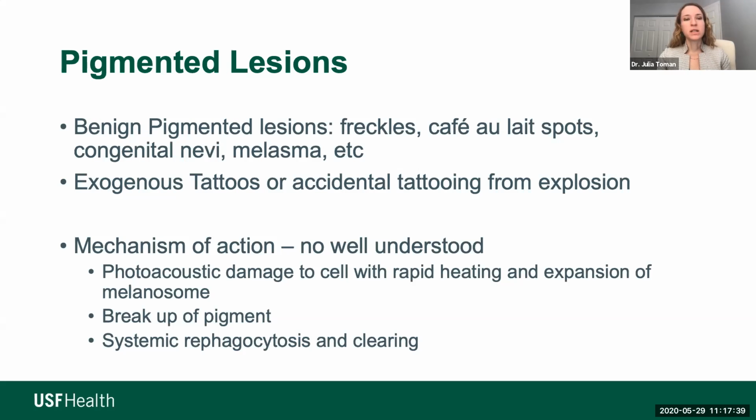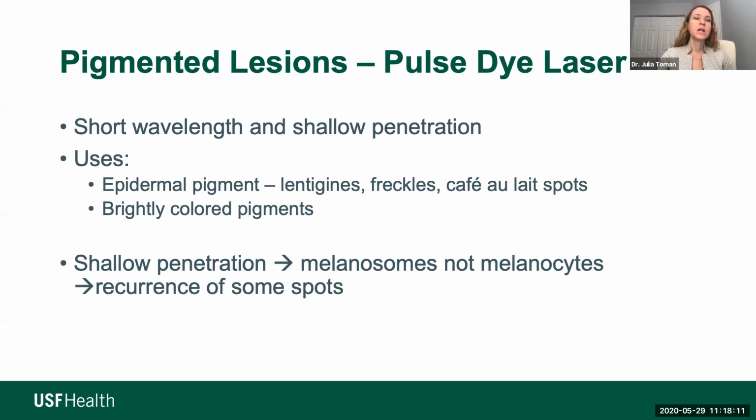When we're looking at pigmented lesions overall, whether they're freckles, cafe au lait spots, congenital nevi, melasma, as well as exogenous tattoos or accidental tattoos from explosion, lasers can be used to remove these pigments. And the mechanism isn't totally well understood. It's thought to be possibly due to photoacoustic damage in the cell, due to the rapid heating and expansion of the melanosome, which causes potentially a breakup of pigment, and then you have systemic rephagocytosis and clearing of the pigment in that mechanism.